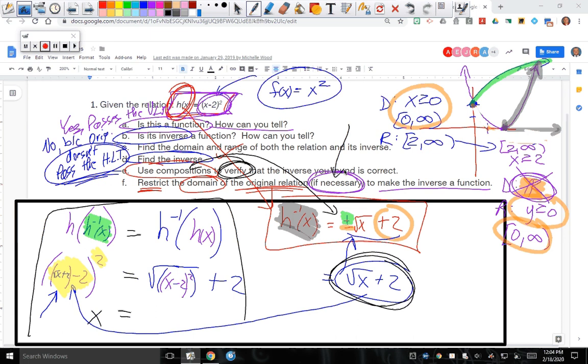Guys, what would this simplify to? X minus 2 first, right? So that square root and this squared, they would cancel each other out so that you would only have the x minus 2 left over. And then afterward it would simplify to what? X afterwards. And sure enough, these are inverses of one another.